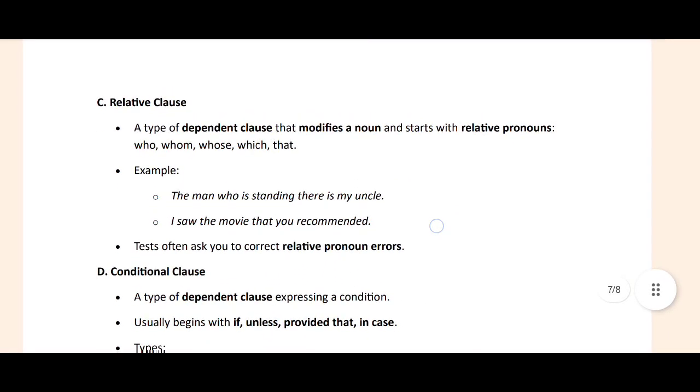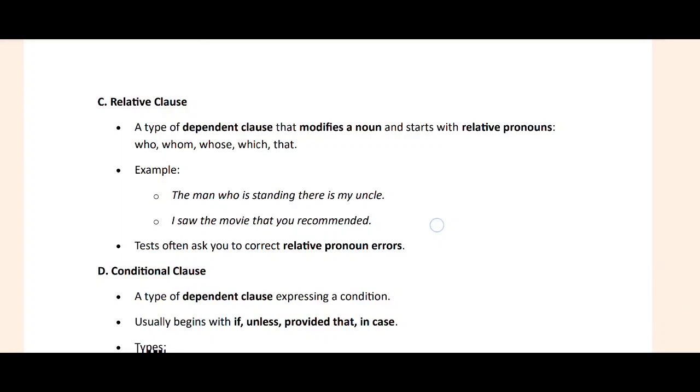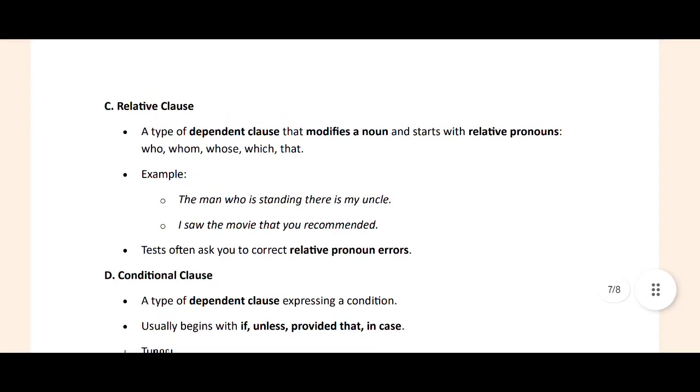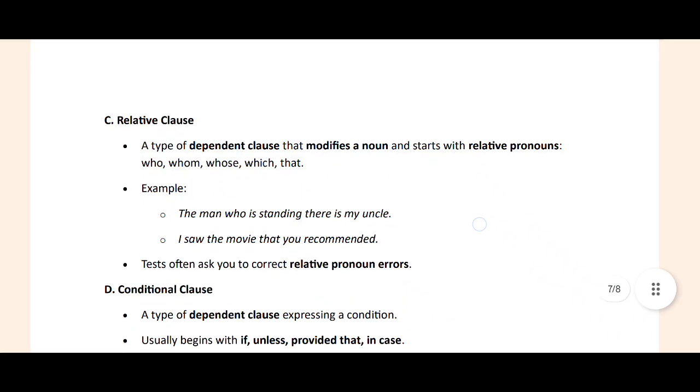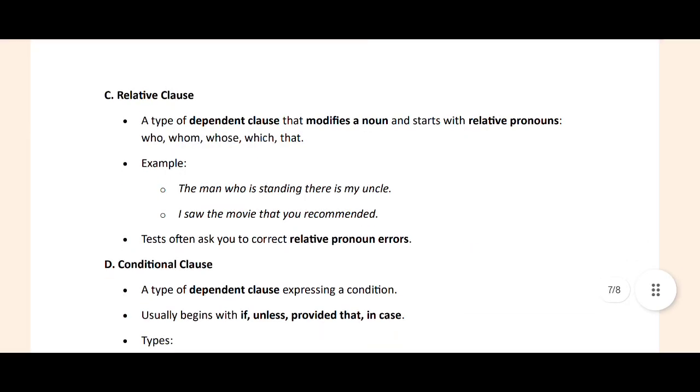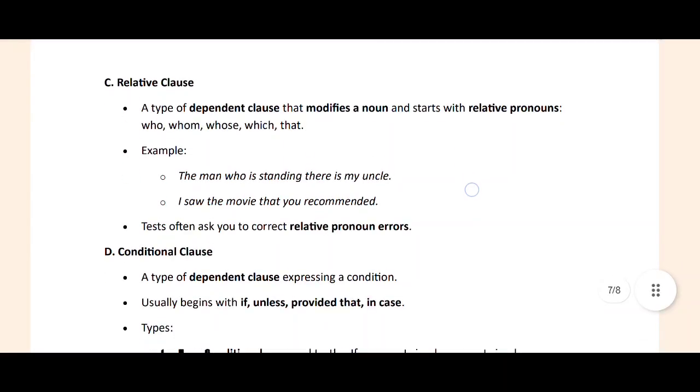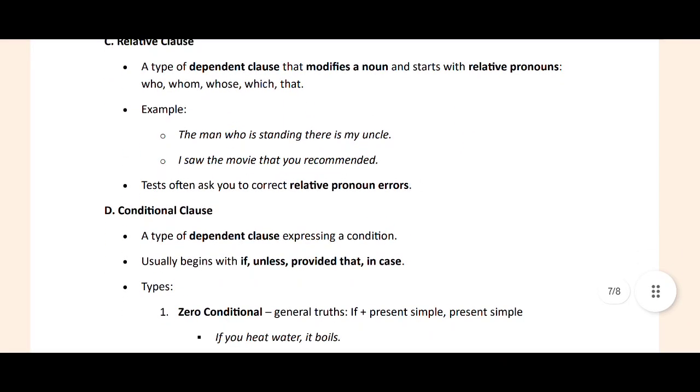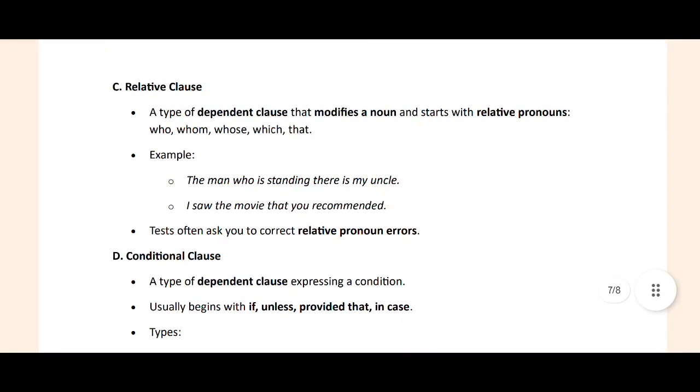"I saw the movie." It is complete by itself. But "that you recommended" is incomplete. So here, "that you recommended" is the relative clause. The pronouns that are used in relative clauses are called relative pronouns. Knowledge of relative clauses is helpful whenever there are errors related to relative pronouns.